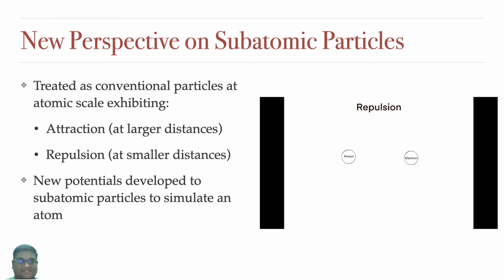As the electron is attracted towards the nucleus, it comes close to the nucleus, but because of the repulsive nature, it goes away from the nucleus. So in that way, we'll have a stable electron distribution around the nucleus. And the same thing applies for proton and proton, neutron also.